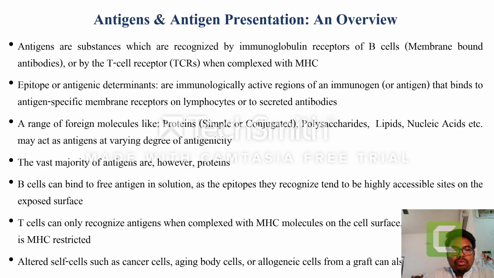Altered cells such as cancerous cells, aging body cells, or allogenic cells from a graft can also act as antigens and elicit an immune response.